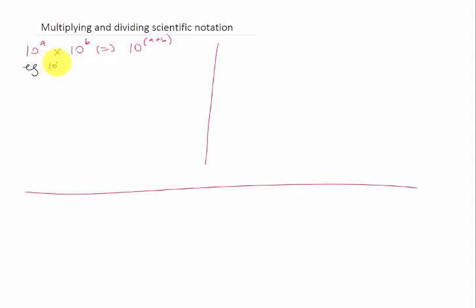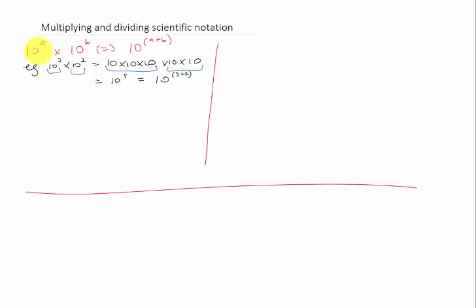So let's say we've got 10 to the power 3 times 10 to the power 2. That's 10 times 10 times 10, times 10 times 10. And so that gives us 1, 2, 3, 4, 5 tens altogether: 10 to the power 5, which is 10 to the power 3 plus 2. And that holds true for any example.